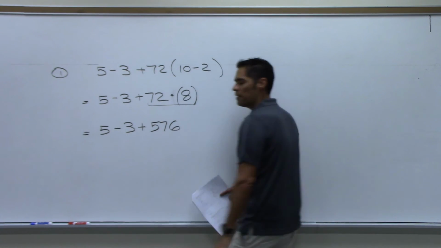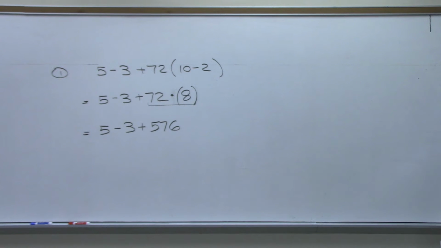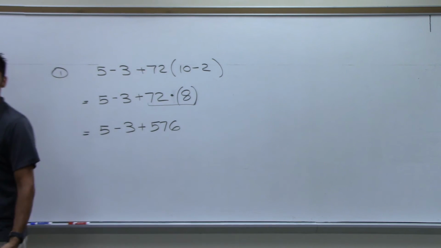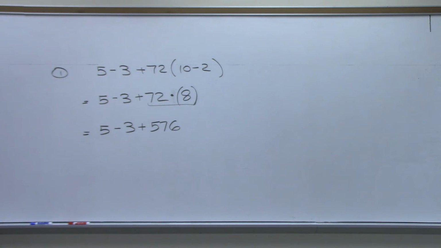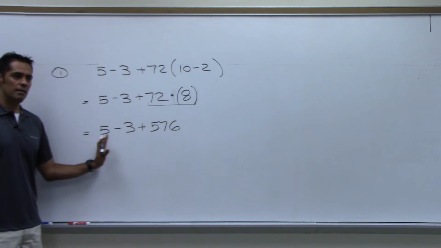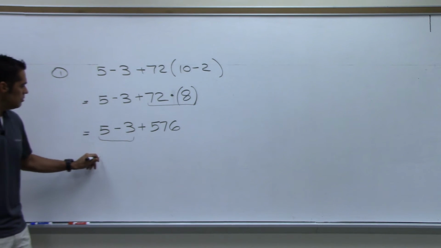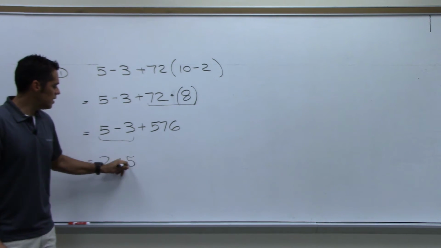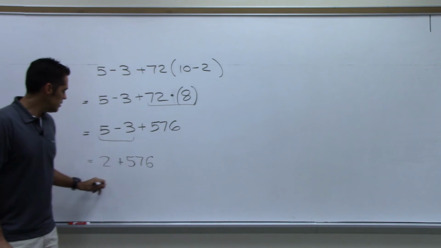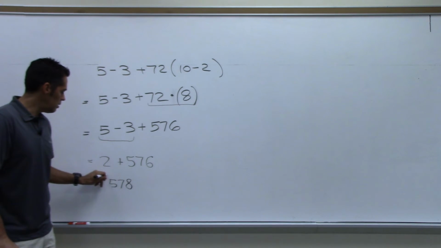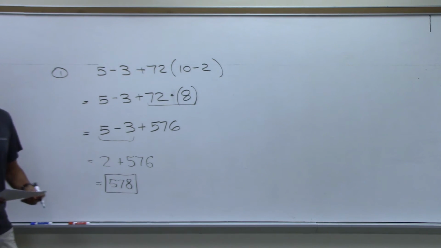Now you could use your calculator for that if you needed to. Okay, start over. Parentheses? No. Exponents? No. Multiplication? No. Division? No. Addition or subtraction? Yes. Which one first? In this case, we're going to do this first. Right? Left to right. So 5 take away 3, 2. 2 plus 576 is 578. And we are done. Okay?